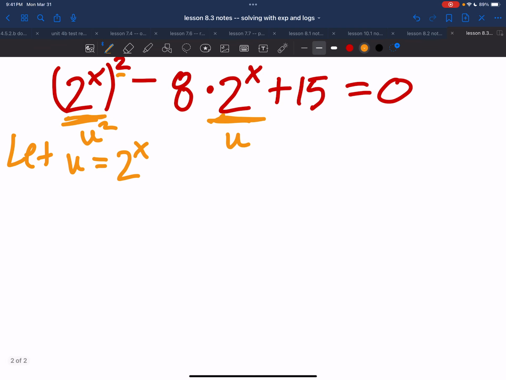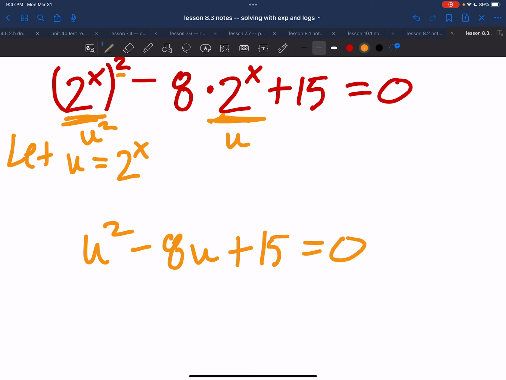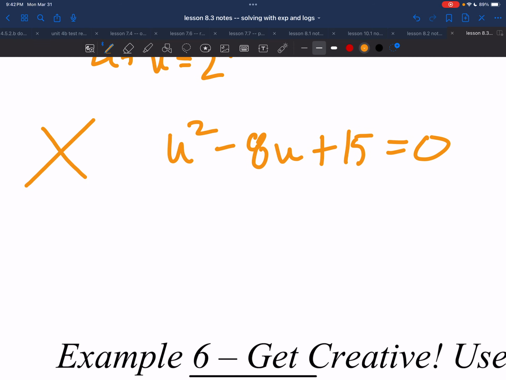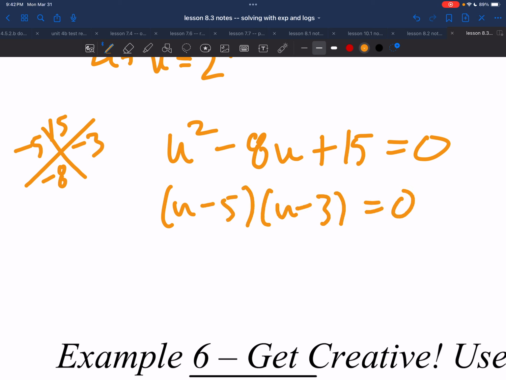Thus, the equation, if I substitute u in place of 2 to the x, becomes u squared minus 8u plus 15 equals 0. Hey, wait a minute. That is a quadratic, and quadratics can sometimes be solved by factoring. What multiplies to get 15 and adds to get negative 8? Negative 5 and negative 3, of course. So then, this is (u minus 5)(u minus 3) equals 0. So then the roots of this would be u equals 5 and u equals 3.